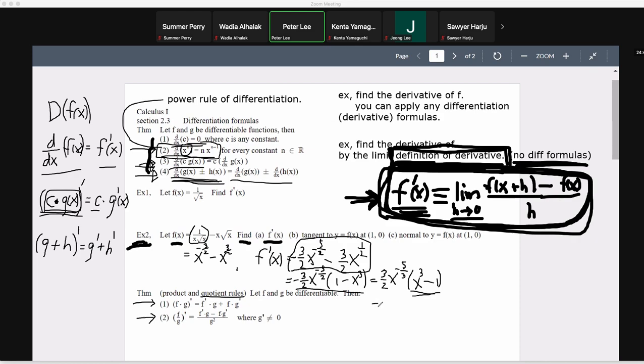So factoring this, we get 3 over 2 times x to the negative 5 over 2 power. Or you can write x to the 5 over 2 in the denominator. And then we have x cubed minus 1, which is x minus 1 times x squared plus x plus 1. By the way, this quadratic factor cannot be factored any further. This right here is called the factor form of f prime.